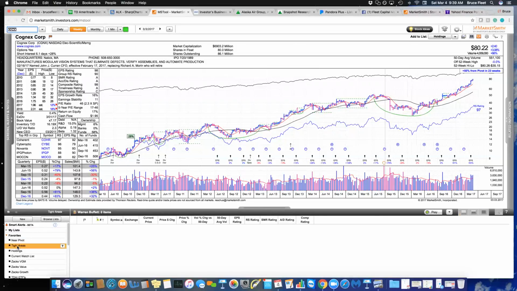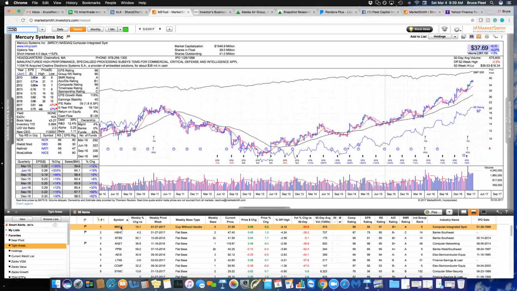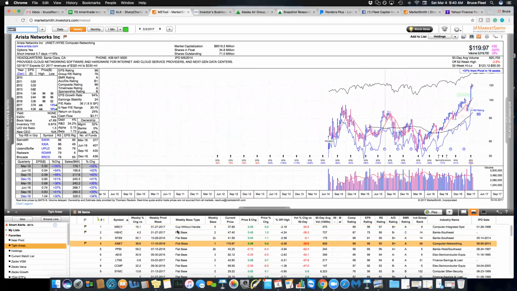So then I look for stocks that are in tight areas. Here's one. I don't know who this is. Mercury Systems. This little area right here is called a tight area. That's another potential buy point after a run up. So all of these different screens just give me ideas. And then I click through. Here's ANET. We've owned this stock before.